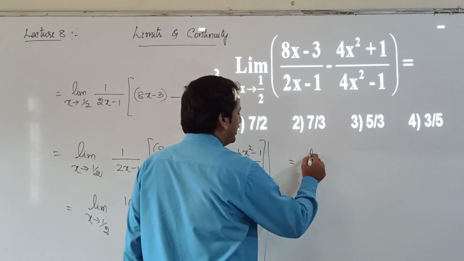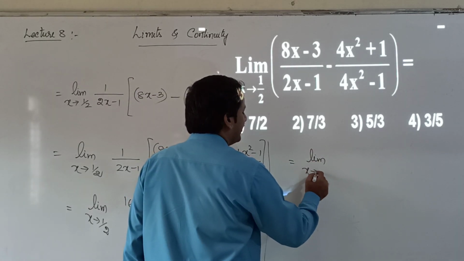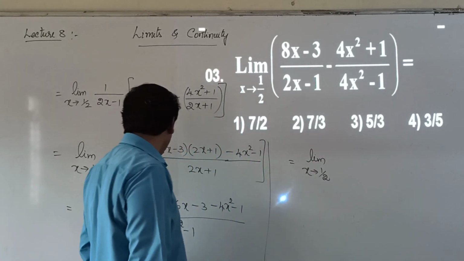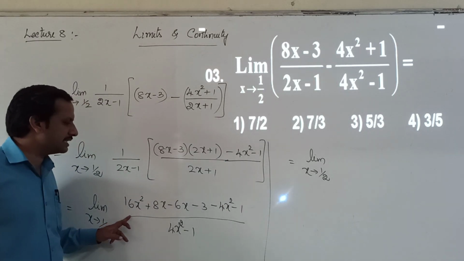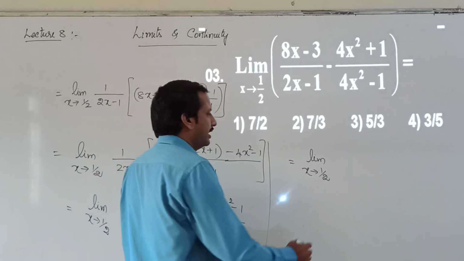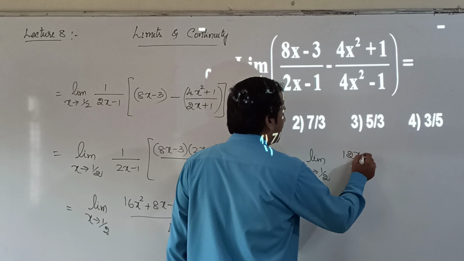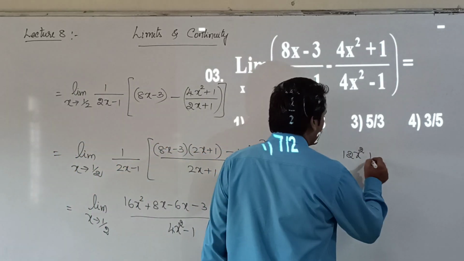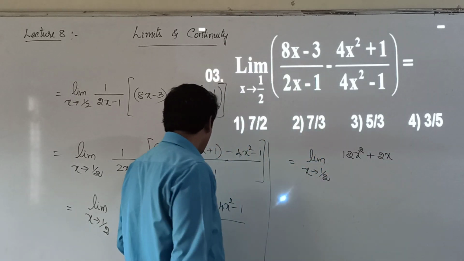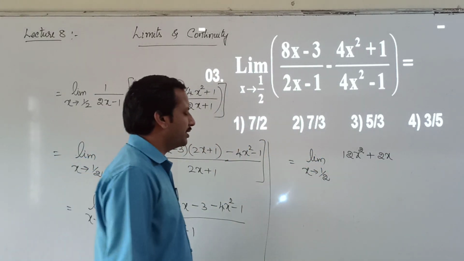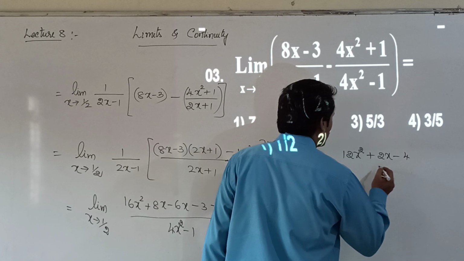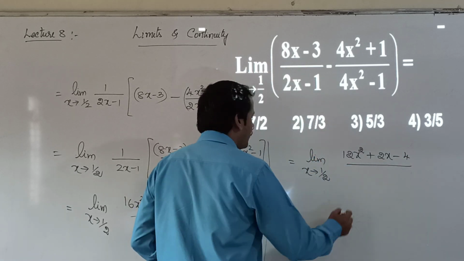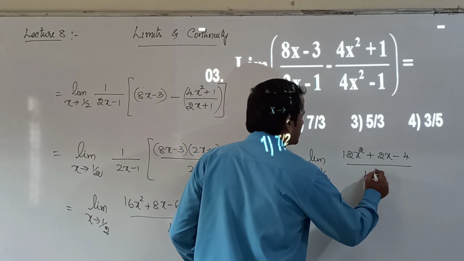I will continue here. That's equal to limit x tends to 1 by 2. Here on simplification, 16x square minus 4x square, we get 12x square. Then 8x minus 6x is 2x. After that, minus 3 minus 1, which is minus 4, divided by 4x square minus 1.